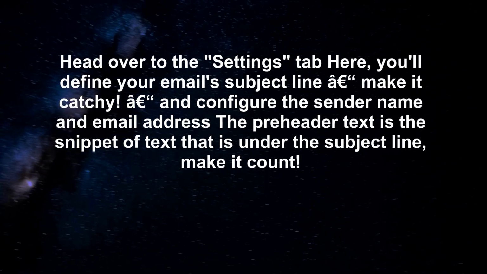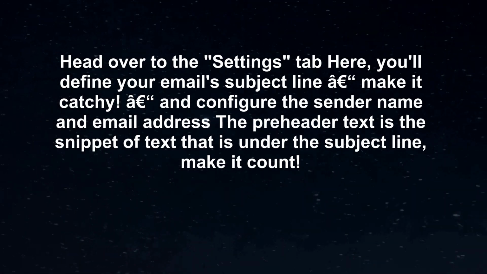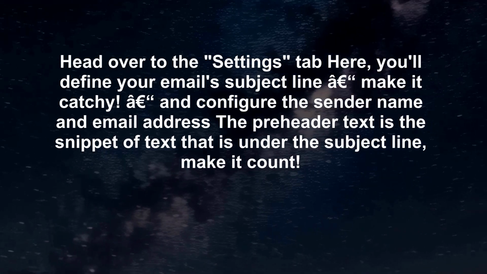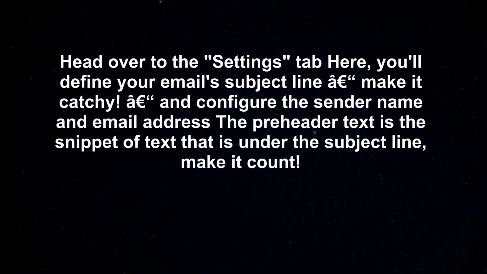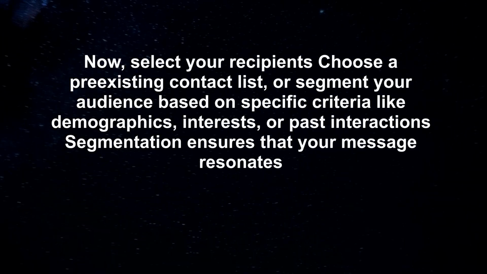Head over to the Settings tab here. You'll define your email's subject line. Make it catchy. And configure the sender name and email address. The pre-header text is the snippet of text that is under the subject line. Make it count. Now, select your recipients.